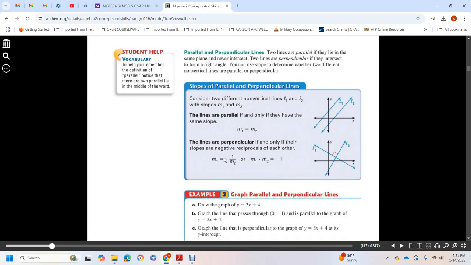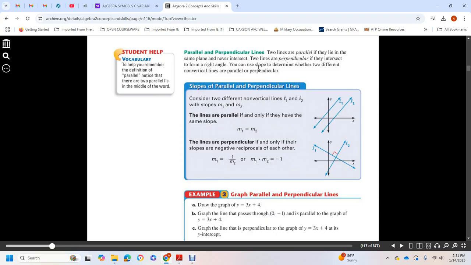2.4 Parallel and perpendicular lines. 2 lines are parallel if they lie in the same plane and never intersect. 2 lines are perpendicular if they intersect to form a right angle. You can use the slope to determine whether 2 different non-vertical lines are parallel or perpendicular.